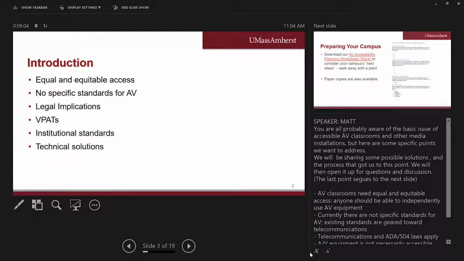So the first one is that AV classrooms need equal and equitable access. Anybody should be able to independently use the AV equipment. There's no specific standards for AV now. Currently, they're mostly related to telecommunications.